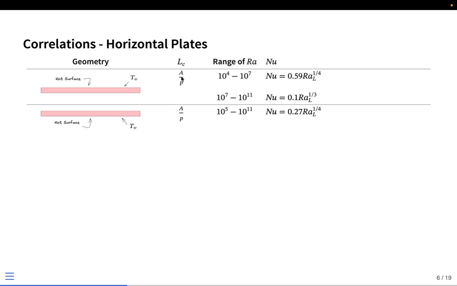Again, as you can see, the effective characteristic length that is being used here is the area by perimeter and not the value of the length directly. Of course, when the width of the plate is too high, then this would actually reduce to the length of the plate, but otherwise this may not always be the scenario. So again, as I said, make sure what is the effective characteristic length that is being used in your particular case.